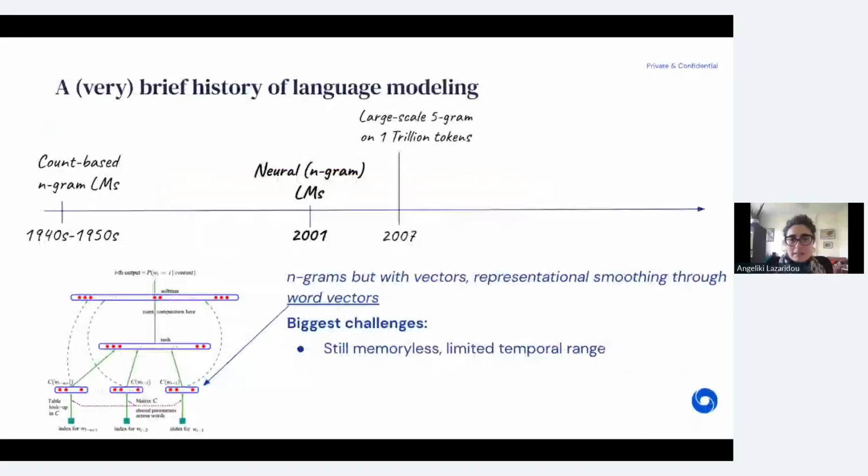So building on this vectorization, the next plausible step, not in time but conceptually, was to basically do what n-grams were doing, but now with vectors. Which is great, and it gives us this representational smoothing. However, it's still memoryless, and it still has limited temporal range. So we can only model 5-grams or trigrams or whatever we started the model with.